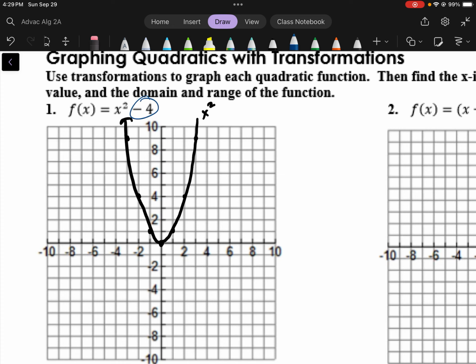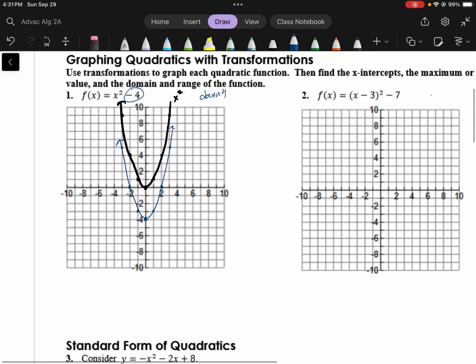So it's the same as it was before. If it's inside parentheses, you do the opposite, and it's left and right. And if it's outside, you do whatever it says, and you go up or down. So this -4 means we're going down 4. So I'm going to go down 4 for each of these points. And our quadratic is going to hold the exact same shape. It is not going to change. It's going to look exactly the same. I just pushed it down 4, and then I can connect my dots, make sure you draw arrows.